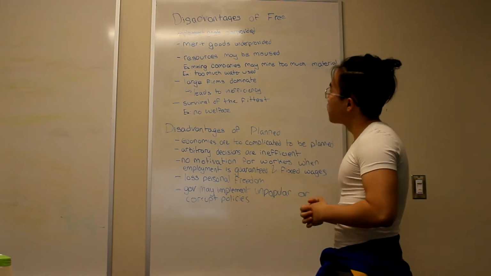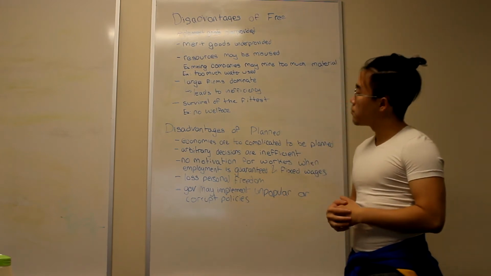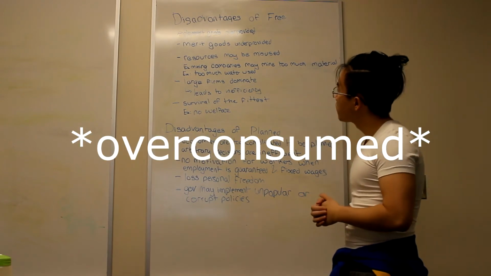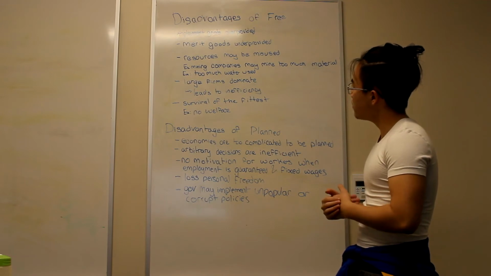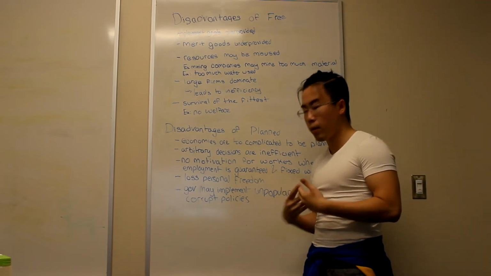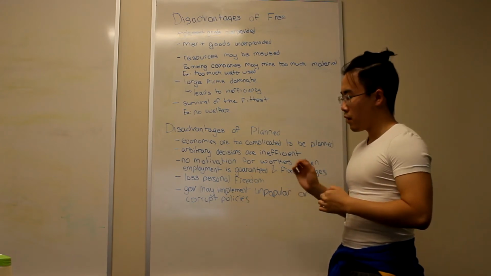Another disadvantage of free markets is that resources may be misused or overproduced. So let's just say, for example, that there's a pond, okay?